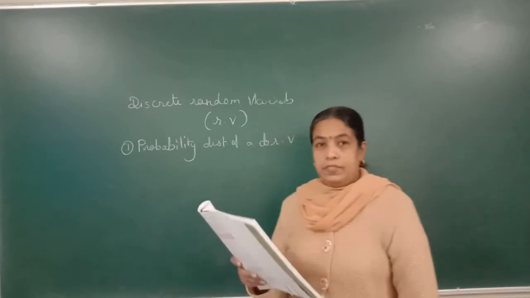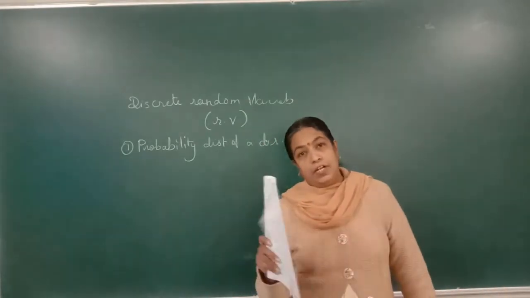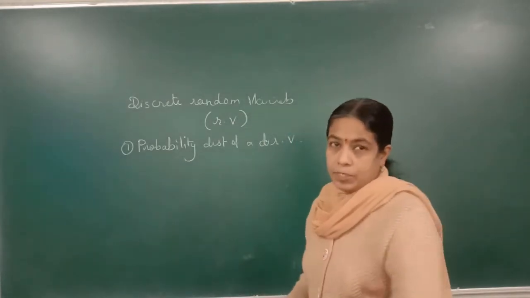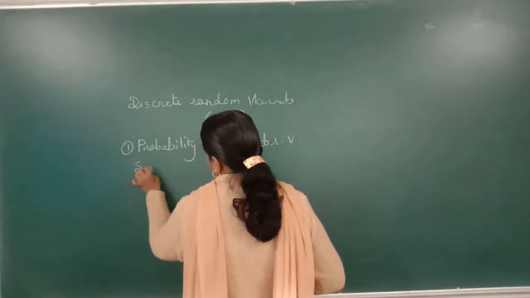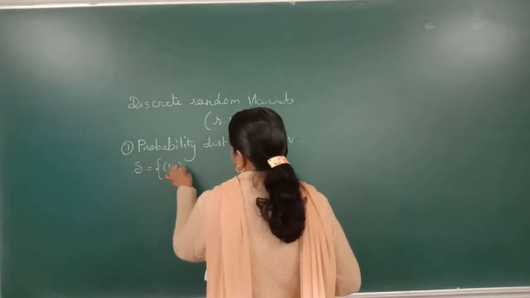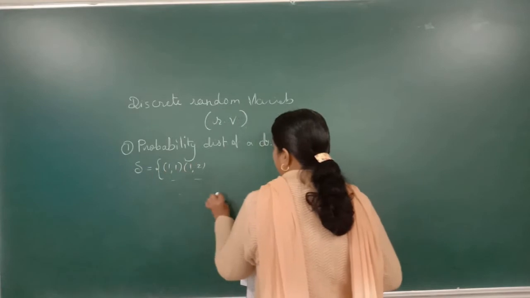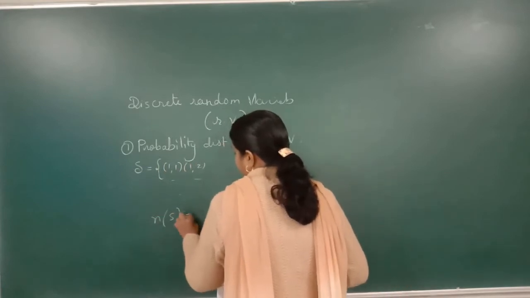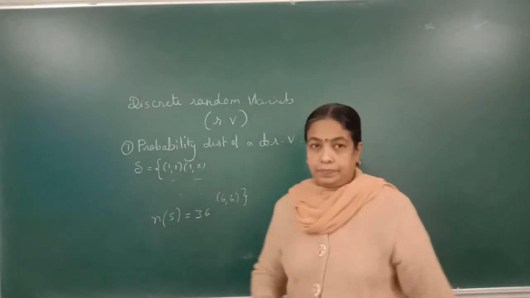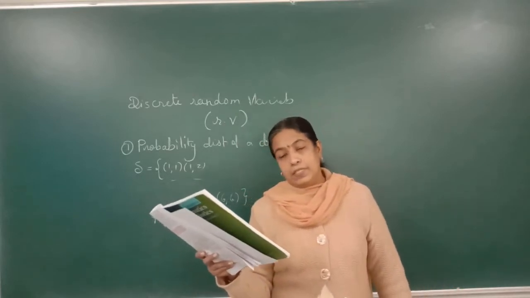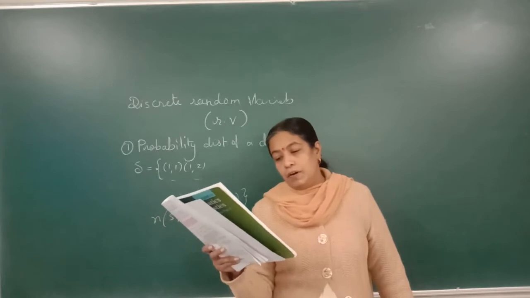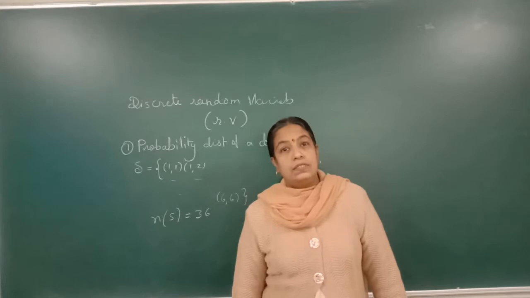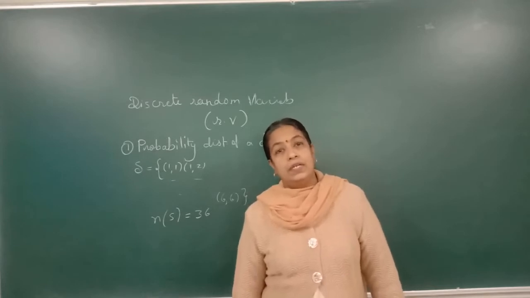Now, I will read one example. Let us consider the experiment of throwing 2 dice. Now we know the sample space. S is equal to {(1,1), (1,2), up to (6,6)}. So total n(S) we have got as 36. Let X denote the sum of 2 numbers in a single throw. X denotes the sum of 2 numbers in a single throw.